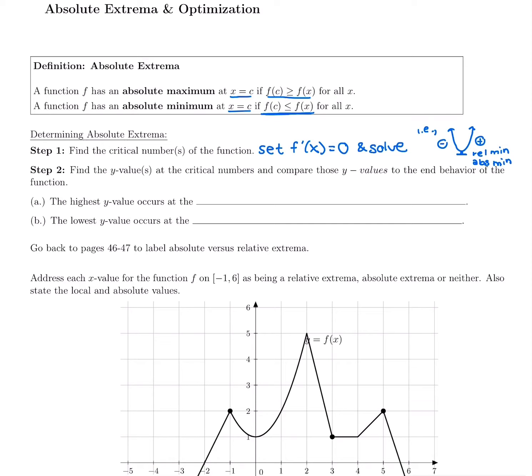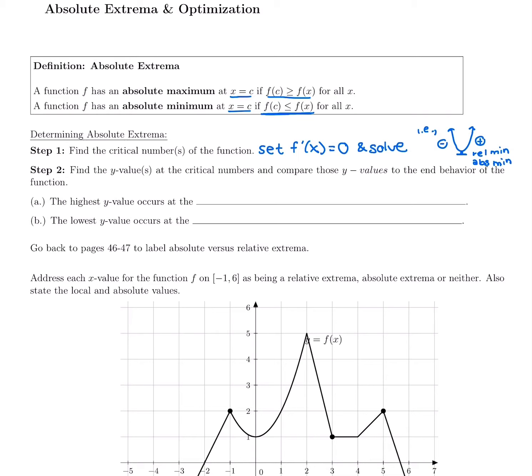The second step is to find the y values at the critical numbers and compare those to the y values at the end behavior of the function. So we do not have to make a sign chart unless we're missing one of our endpoints. We need to figure out what the end behavior is. So either we're on an interval and we just compare y values of the critical numbers to the y values of the endpoints of the interval, or if we're missing a bound on our interval, that would be the only time we would have to make a sign chart to figure out, is this going to be an absolute min as well as a relative min or something like that.